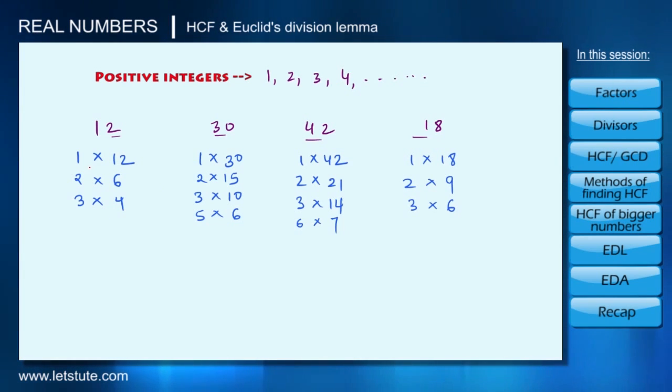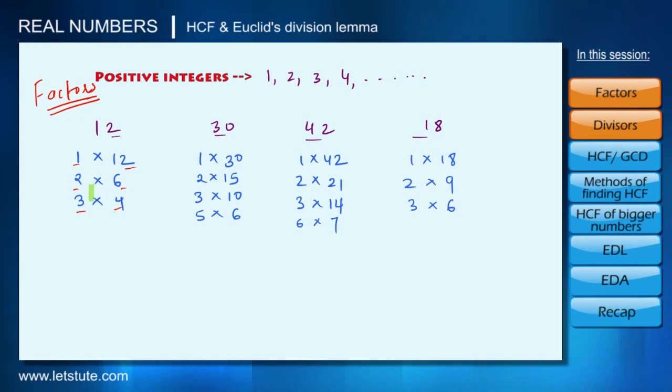So here the numbers that we use to get 12, that is 1, 2, 3, 4, 6 and 12, they are all called the factors of number 12. And note that here 1, 2, 3, 4, 6, 12 also divide 12 completely. So they are also called the divisors of number 12. Similarly, this goes for every number.